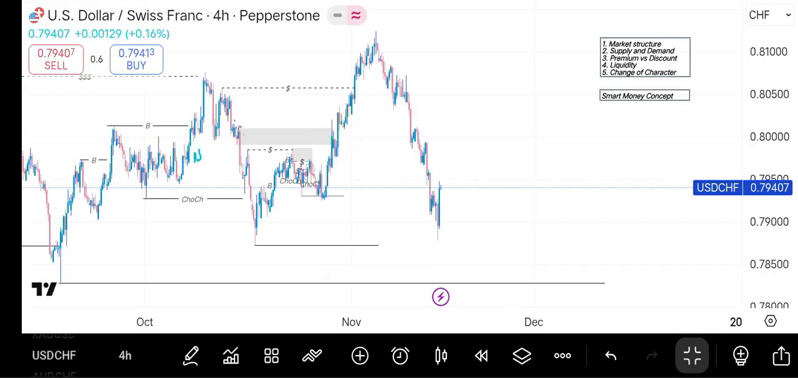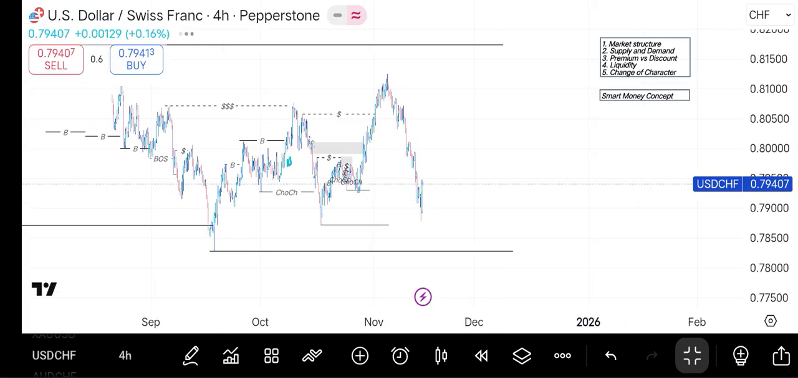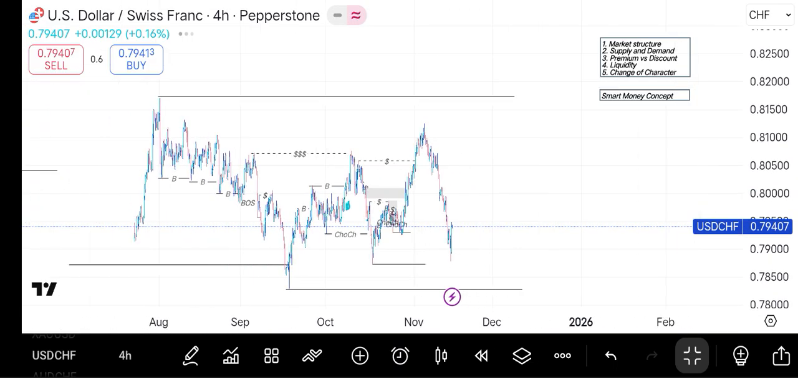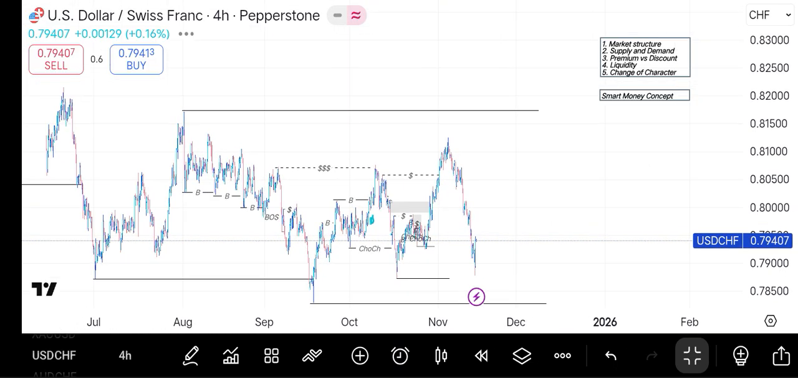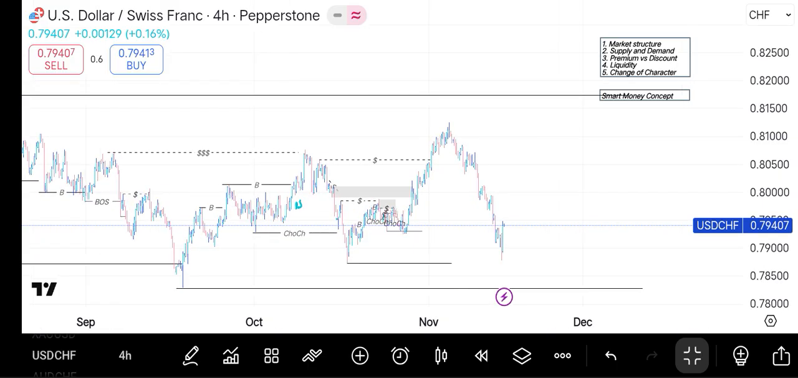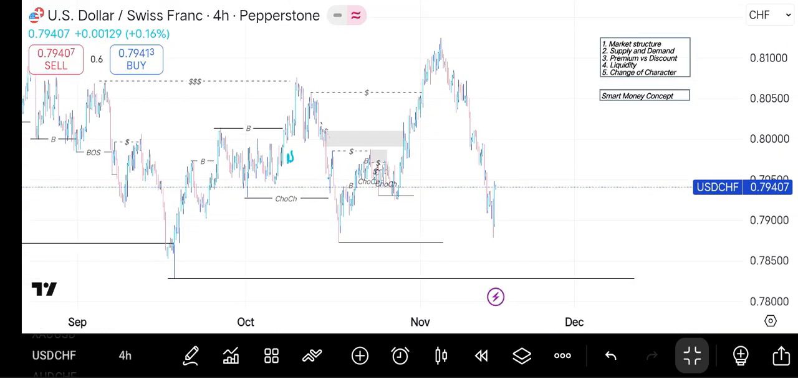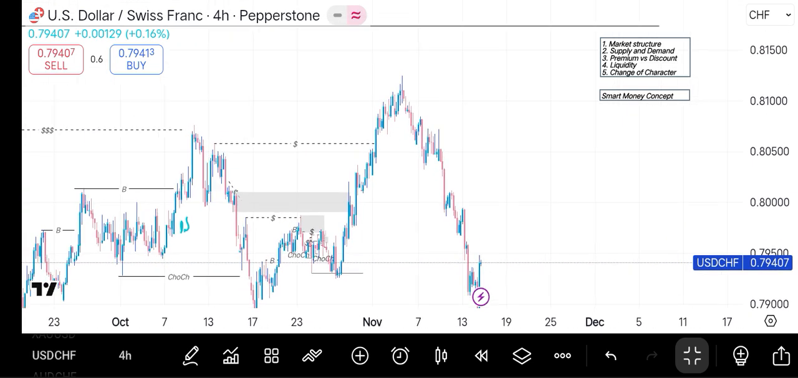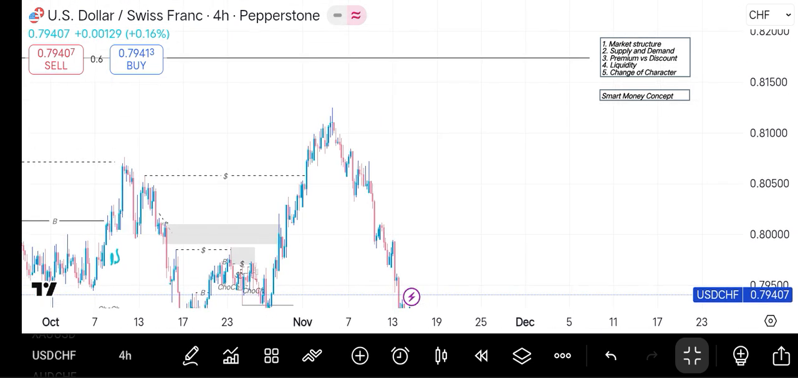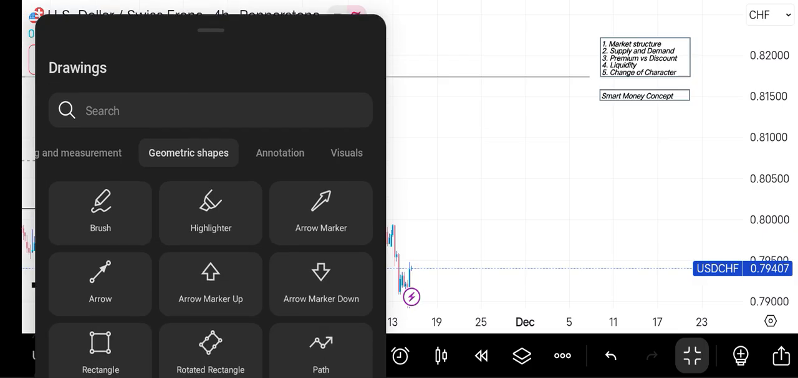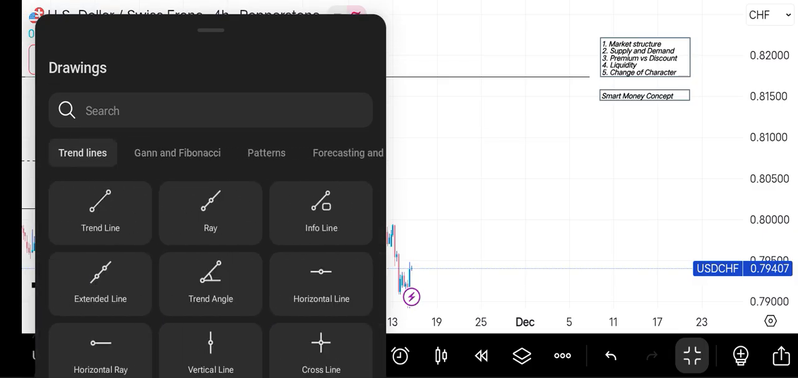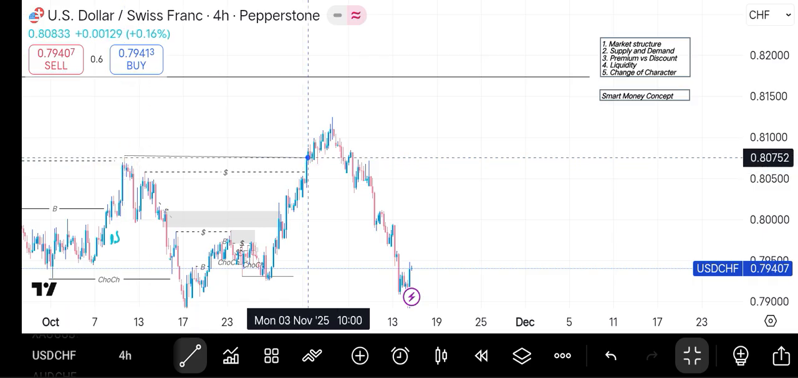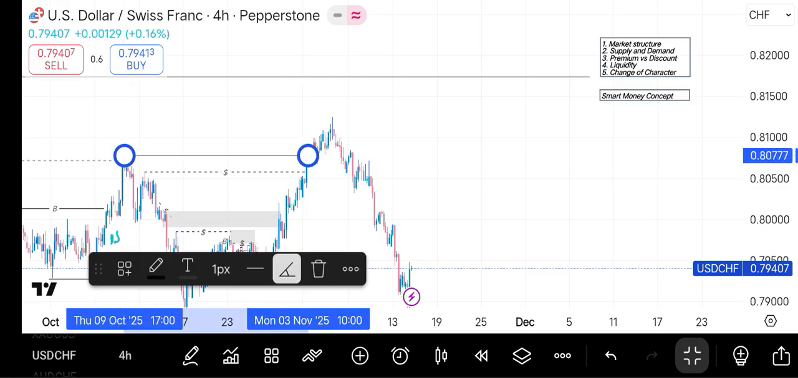USDCHF. Let me see USDCHF. I wasn't interested in USDCHF because it's kind of rangy. It's not deciding where it wants to go. It was a good sell for whoever took some sells right here, just by seeing that their liquidity high got taken out.